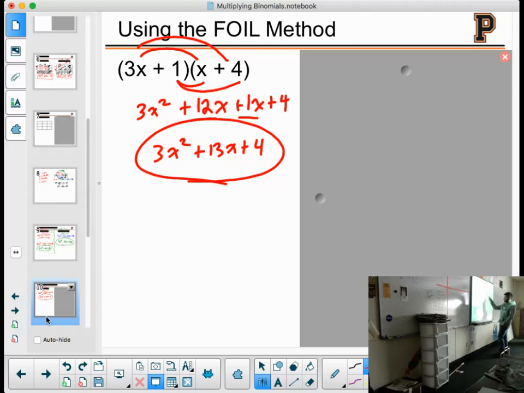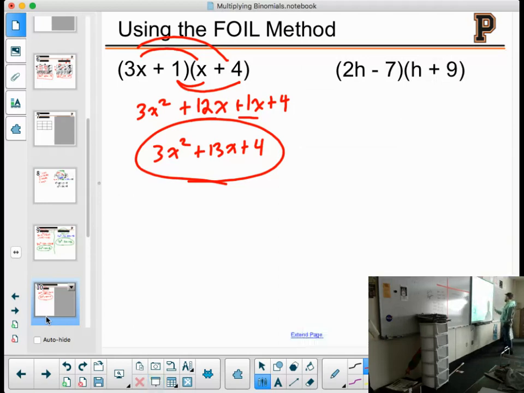All right, again, no like terms. If you see like terms, combine them. If you don't see like terms, you're good. Again, pause the video. Try it out on your own.